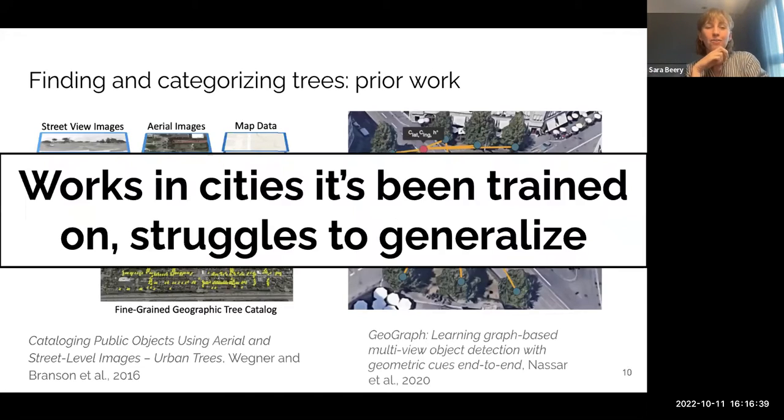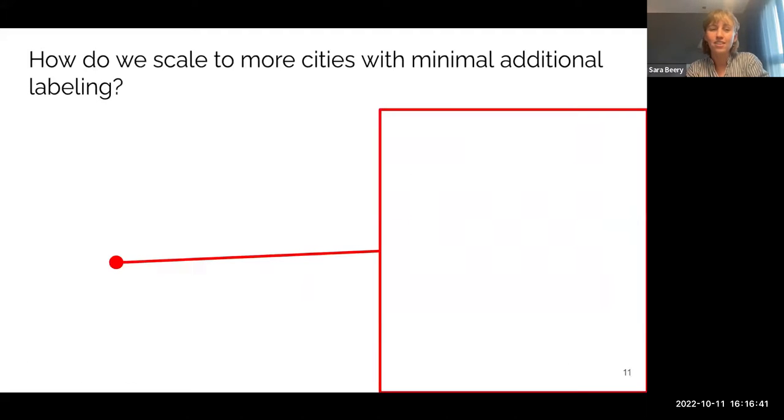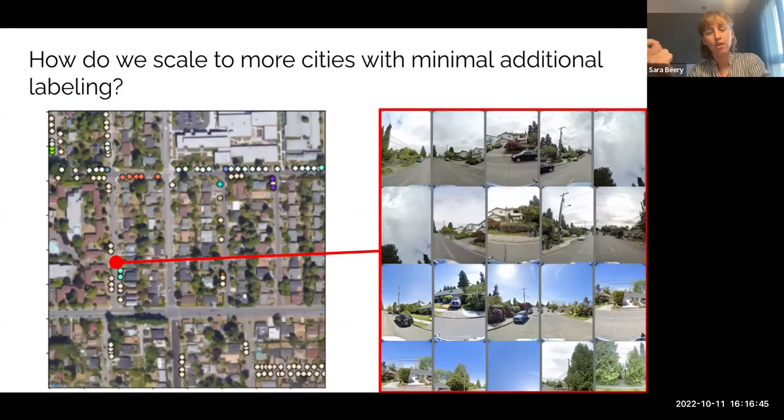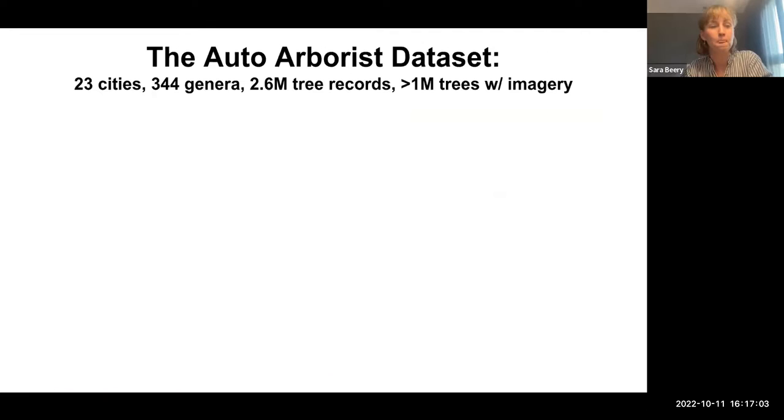And so what we want to do is figure out, how do we scale to more cities with minimal additional labeling? What are the ways that we can start analyzing and figuring out how you build reliable models that can be used equitably across the scope of many cities, instead of only in cities where you necessarily have access to expert-labeled training data to help you train a species identifier.